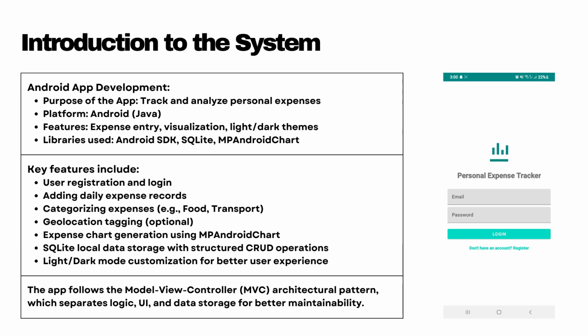This personal expense tracker is an Android app built with Java designed to help users monitor spending habits through expense logging, categorization, and visualization. Key features include user authentication, geolocation tagging, dynamic charts, SQLite database, light and dark themes. The app follows the MVC (Model View Controller) pattern, which is an architectural pattern separating data logic, UI, and backend operations. This improves scalability, for example, if we later integrate a cloud storage.